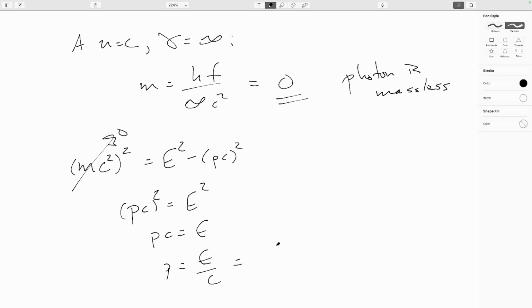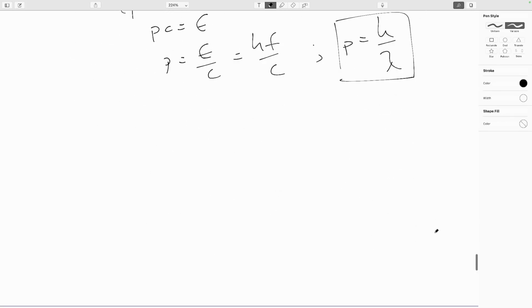But Planck says that that's hf over c. And so we can rewrite this to say that the momentum of our photon is h over lambda. So the shorter the wavelength, the more energetic the particle and the higher its momentum. Well, that's an interesting prediction.